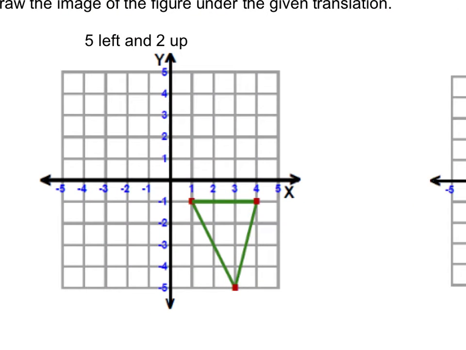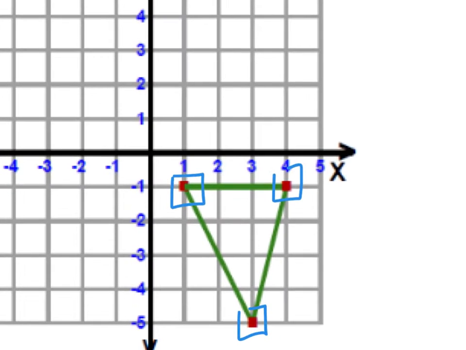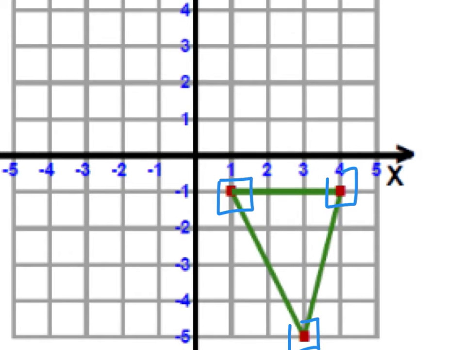So please, please, please, ladies, pay very careful attention to how much you're counting. So when I count, all I do is I basically put my finger on each of these points right here, and I'm going to go 5 to the left and 2 up. So let's show how we count. I'm going to count my jumps.